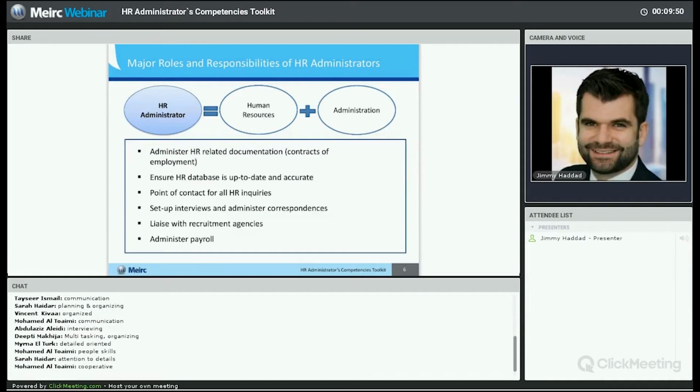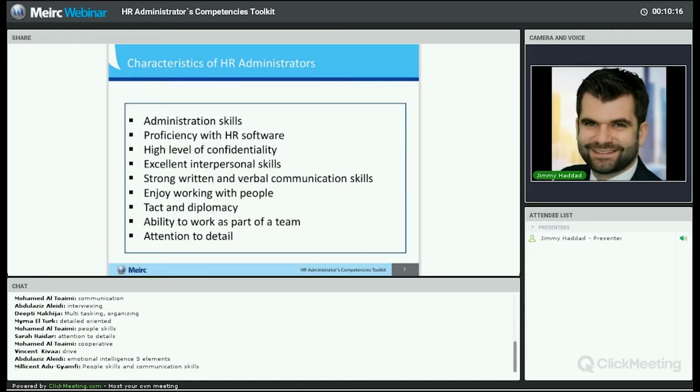attention to detail. For those of you who are focused on the competencies, you notice right away that there's a mix between some soft type competencies like communication, emotional intelligence, organizing, and some others that are perhaps slightly more technical, like interviewing skills. Now, often when I ask such a question in many of our public courses, I also follow it up with some characteristics of HR administrators.